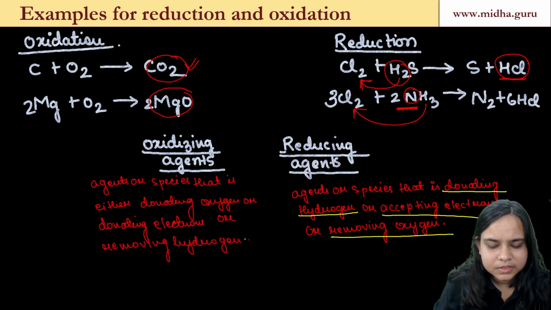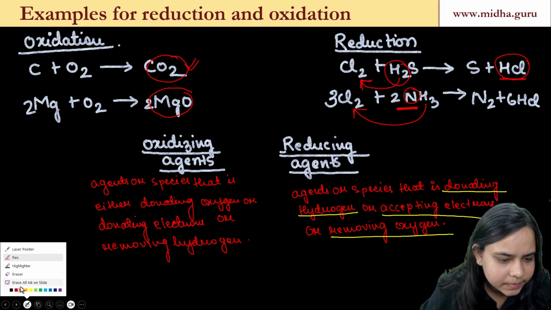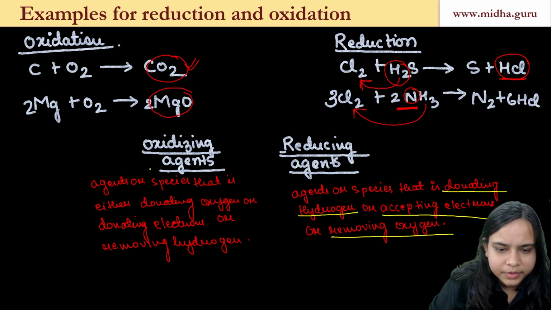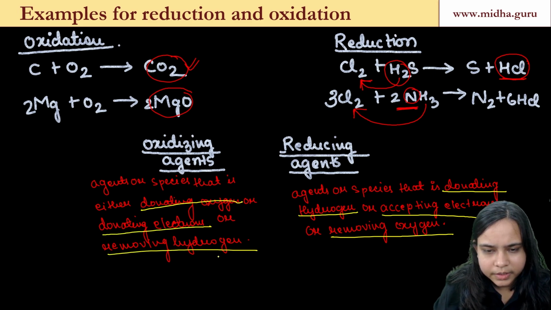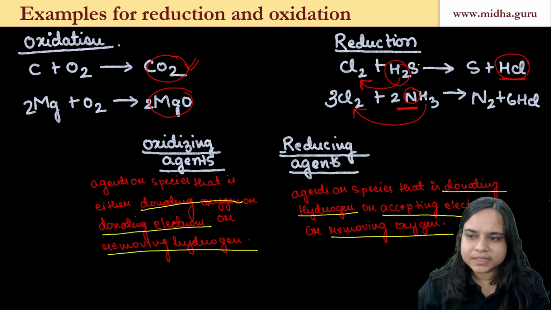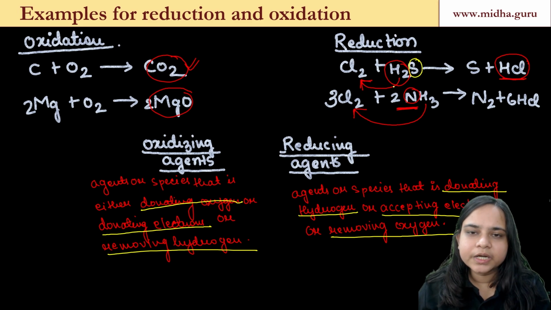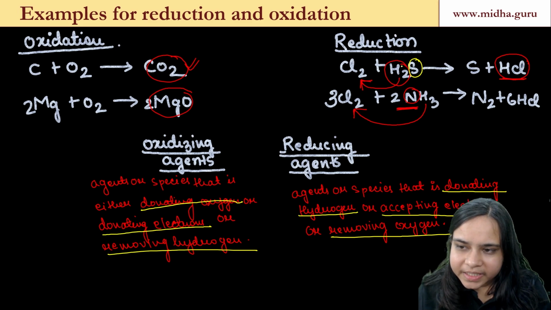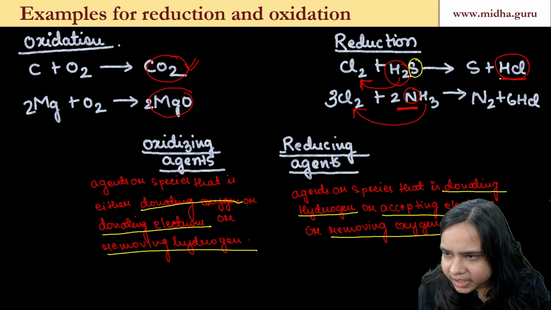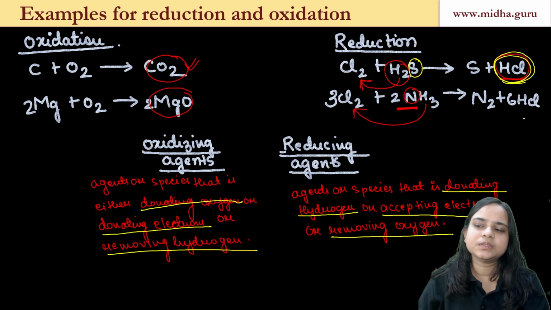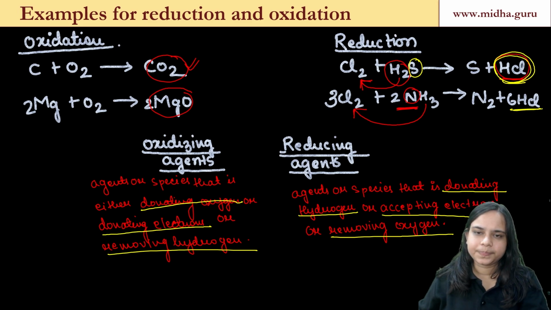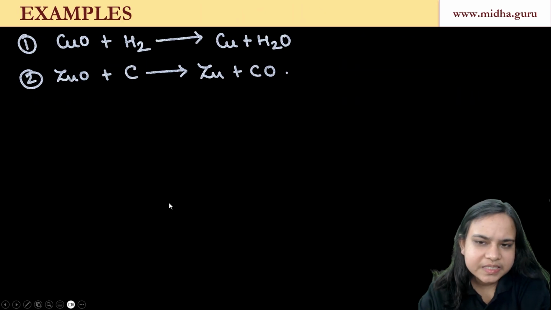So these things need to be noted down very carefully from the exam point of view. Donating oxygen, donating electrons or removing hydrogen. From this example, we can understand this is acting as a reducing agent, since it is donating its hydrogen to chlorine and thus making it a reduced compound. This also. Now, here we have another set of examples.